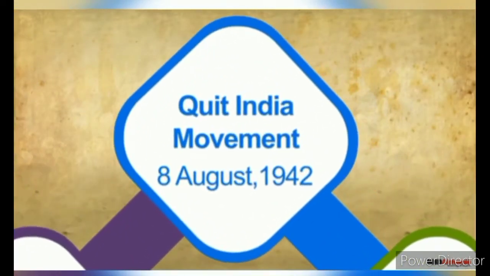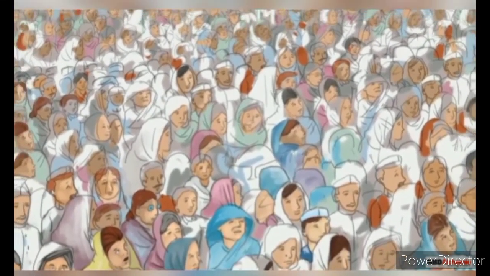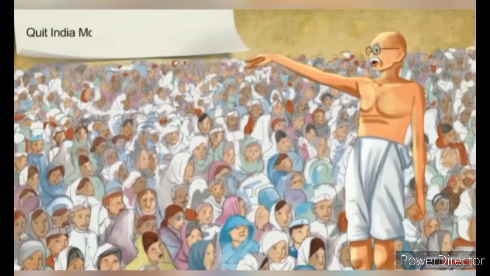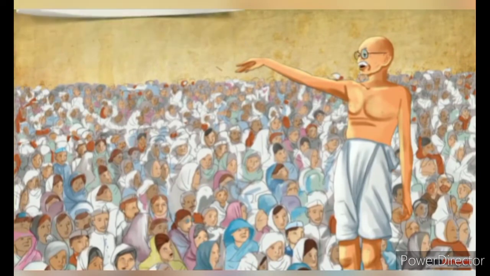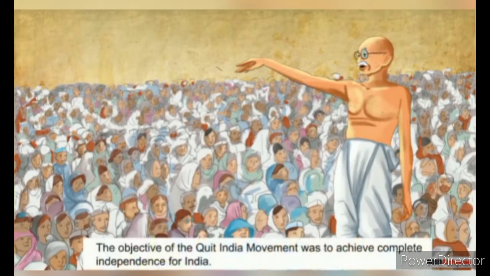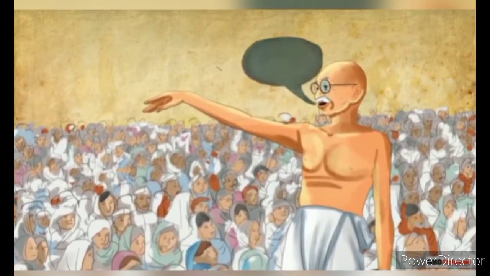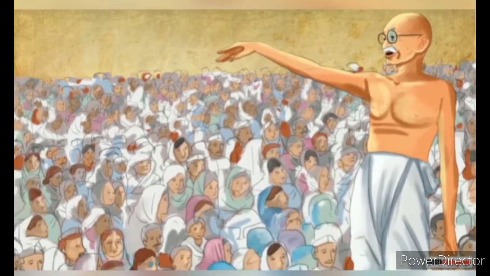Quit India Movement. British policies disturbed Indian leaders. Mahatma Gandhi started the Quit India Movement on 8 August 1942. The objective of the Quit India Movement was to achieve complete independence for India. Mahatma Gandhi gave a call to do or die in his Quit India speech to achieve this objective.